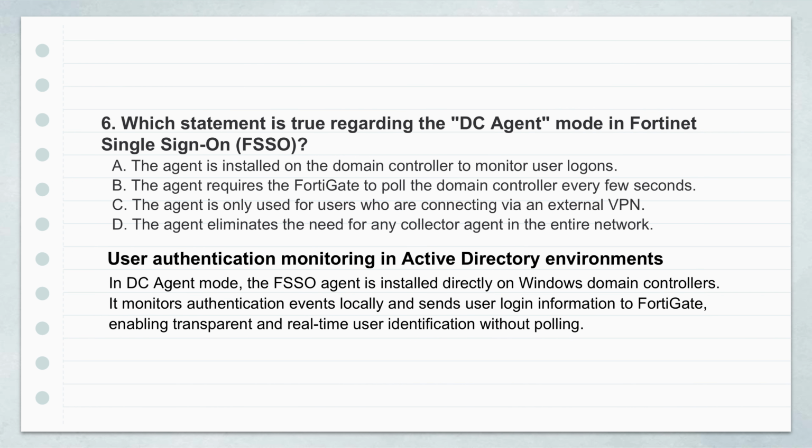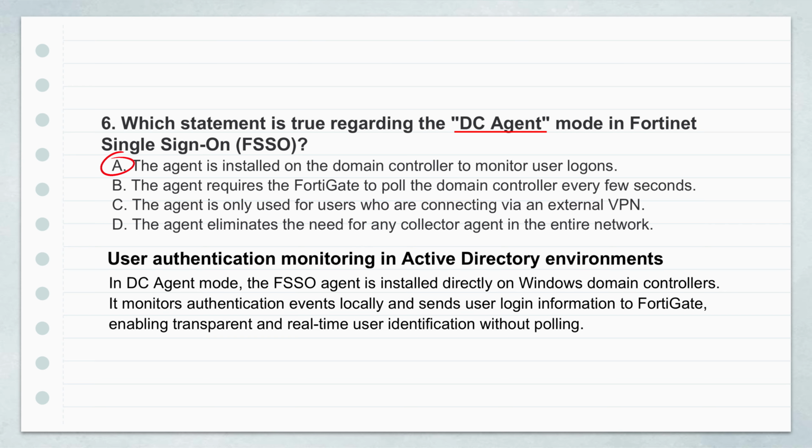Speaking of knowing who people are, single sign-on. We all hate typing passwords. Question 6 talks about FSSO, and specifically DC agent mode. Right, for Windows Active Directory environments, so most companies. The question asks where this DC agent lives. And the answer is kind of in the name, isn't it? It is. It's installed directly on the Windows domain controller.